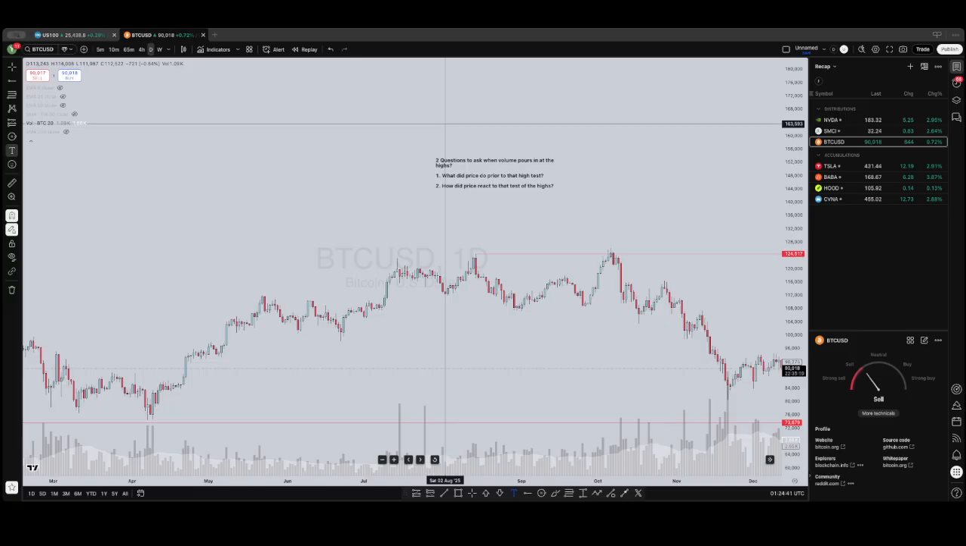If you can answer these two questions whenever you see that high volume coming at the high, then you could more likely than not answer what's coming next. I'm giving you guys two very good examples. Compare this all-time high breakout to the one that I showed you prior, and I'm sure you guys can tell an extremely night and day difference. Is that making sense?